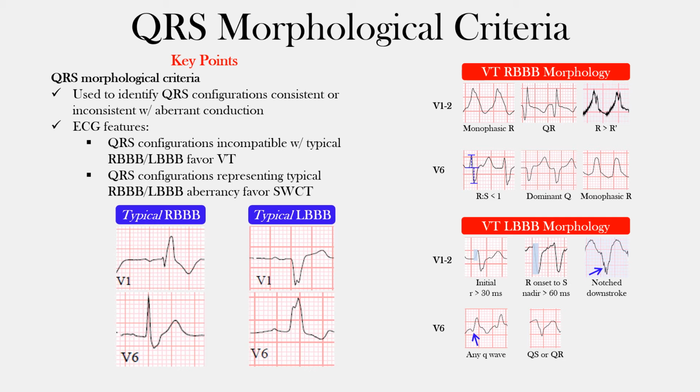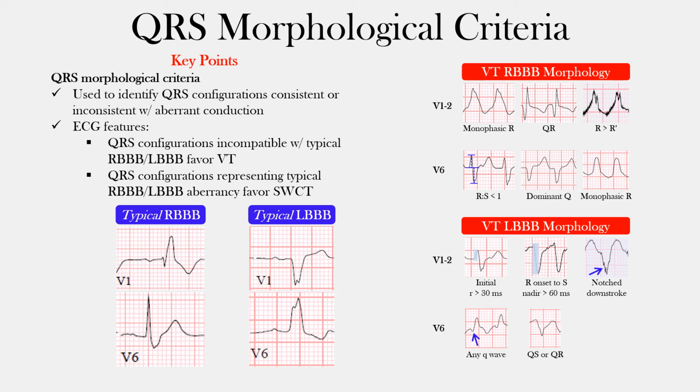Now, in general, the primary purpose of using the morphological criteria is to identify QRS configurations that are either consistent or inconsistent with aberrant conduction. If a wide complex tachycardia demonstrates a QRS configuration incompatible with a typical right or left bundle branch block pattern, then ventricular tachycardia is most likely the diagnosis.